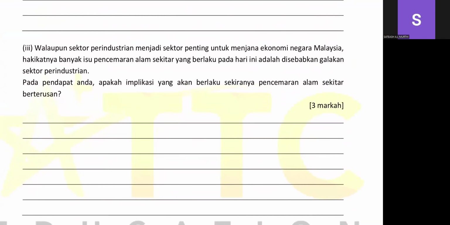Walaupun sektor perindustrian menjadi sektor penting untuk menjana ekonomi negara Malaysia, hakikatnya, in fact, banyak isu pencemaran alam sekitar berlaku. A lot of pollution is caused by the perindustrian. Okay, pada pendapat anda, in your opinion, apakah implikasi? Implikasi means kesan, yang akan berlaku sekiranya pencemaran alam sekitar berterusan.